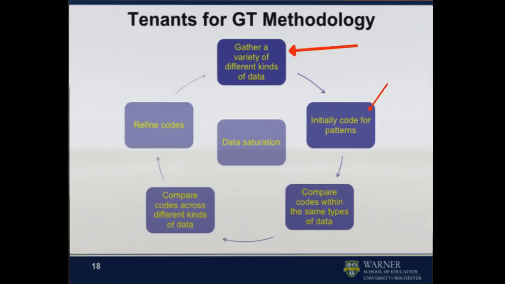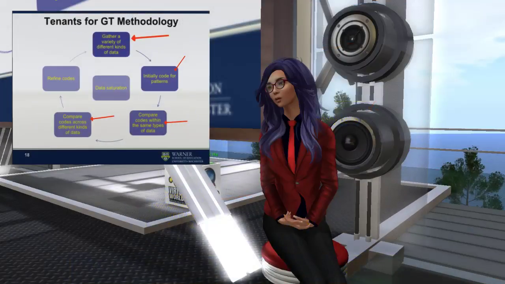Afterward, you need to compare codes with the same types of data. So, for instance, comparing interview codes against interview codes, and then you have to compare across different kinds of data. So, interview codes with classroom transcripts to look for patterns. Throughout this process, you use these data to refine and adjust your codes. This process is iterative and repeated until you hit data saturation. Data saturation happens when you no longer find new codes in your data.